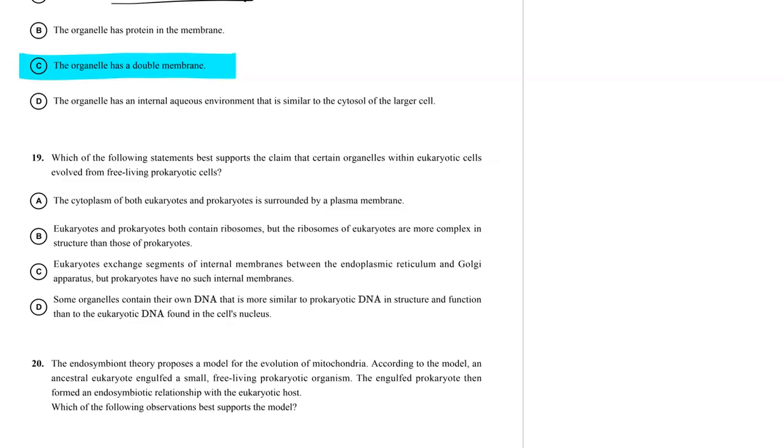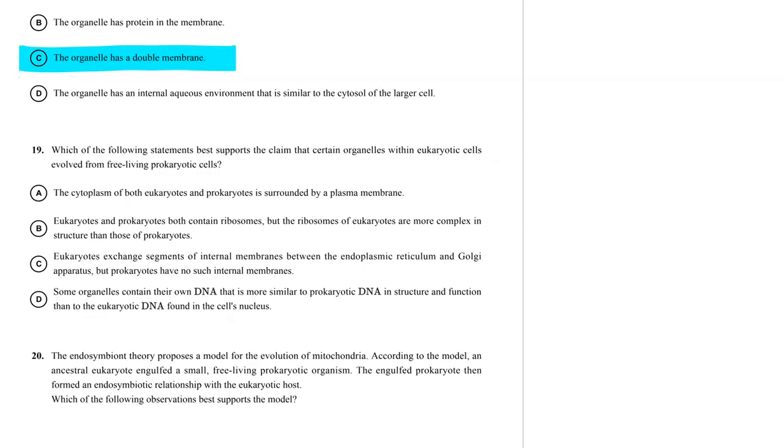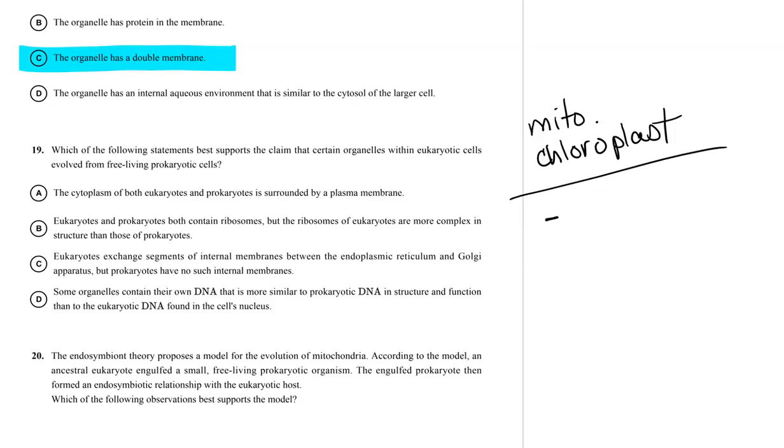Number 19, which of the following statements best supports the claim that certain organelles within eukaryotic cells evolved from free-living prokaryotic cells? This is all about the endosymbiotic theory again. We just talked about how it's the mitochondria and the chloroplast that are the two organelles that have these particular features. What are those special features? We did talk about this in the notes. What do they have unique to them that the other organelles do not have?